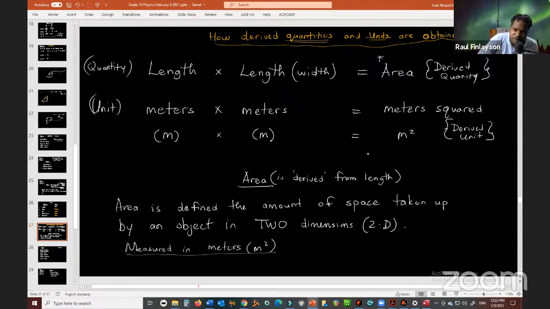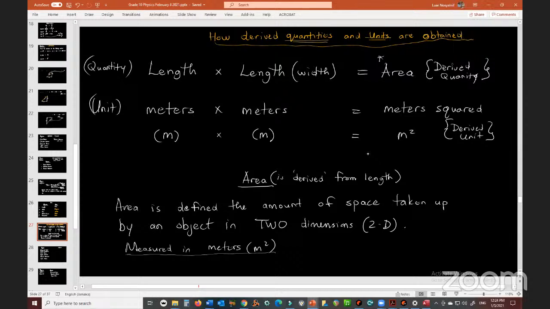All right. So that's a derived unit, because you're getting different information about something. When you derive something, it means you're getting something different. So length times length, or in this case width, gives you area, which is a derived quantity. Then it asks, what is the derived unit for area? You take the units that length is measured in and do the same thing. Meters times meters will give you meters squared. Everybody see that? Yes, sir.